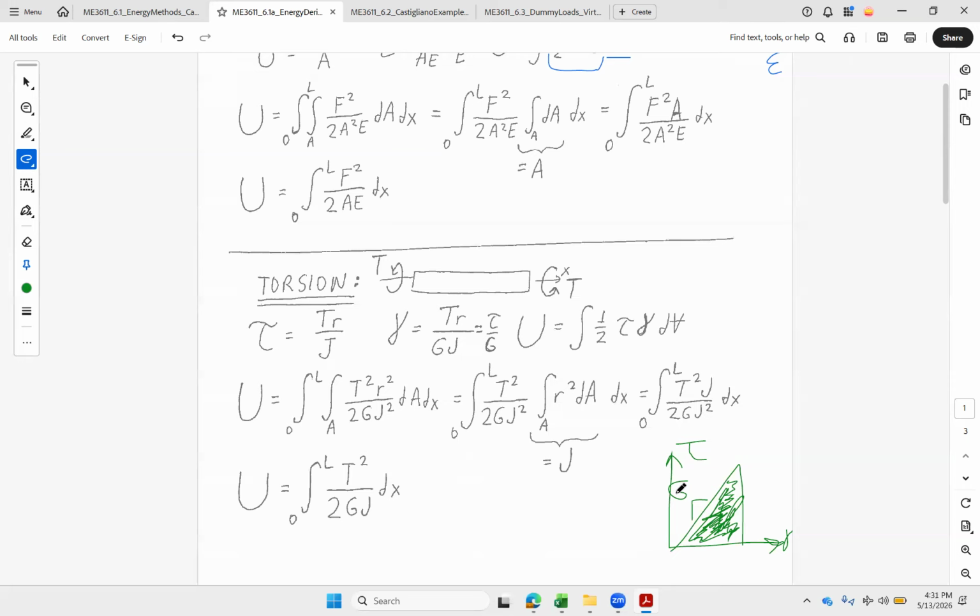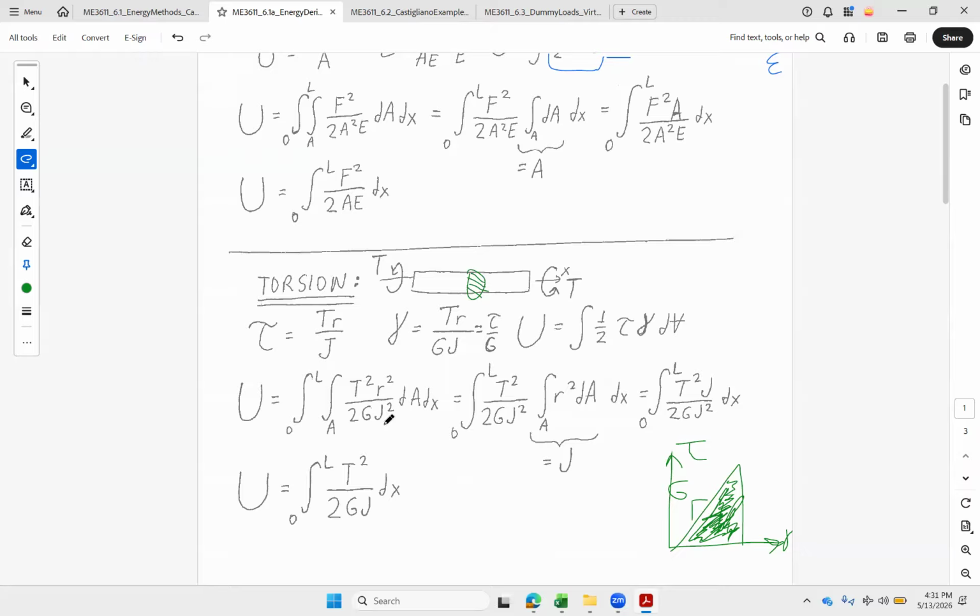Radius does vary if I'm taking a slice of the cross-section, right? Here's my dA, I need to integrate up all the little pieces of this. Well, torque's the same between there and all across there. G's the same, J's the same. Those properties don't change across an area. But along that green slice we just drew, radius is different in different parts. So we're going to leave that in there.